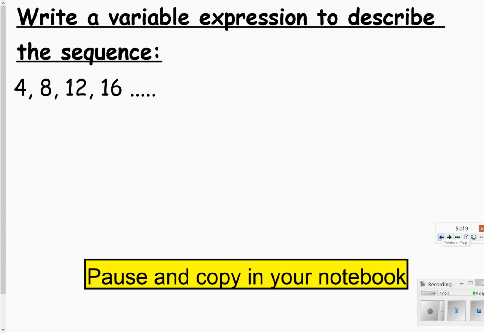I want you to write a variable expression to describe what's happening in the sequence. First, let's decide whether it's arithmetic or geometric. So, from 4 to 8, we'll always start when we're checking. Let's start by using arithmetic. So, from 4 to 8 is plus 4. Well, let's see if that's true throughout the pattern. If I add 4 to everything, 8 plus 4, does that make 12? It does. And does 12 plus 4 make 16? It does. So in this case, it's arithmetic.